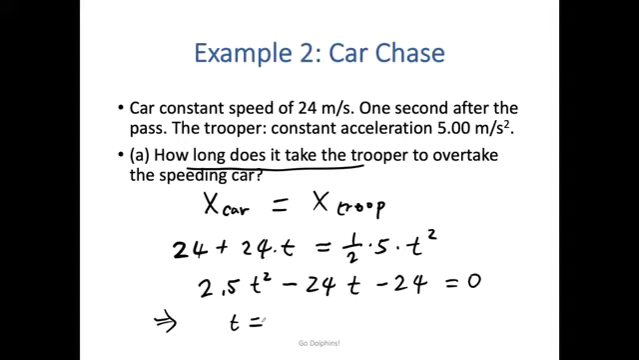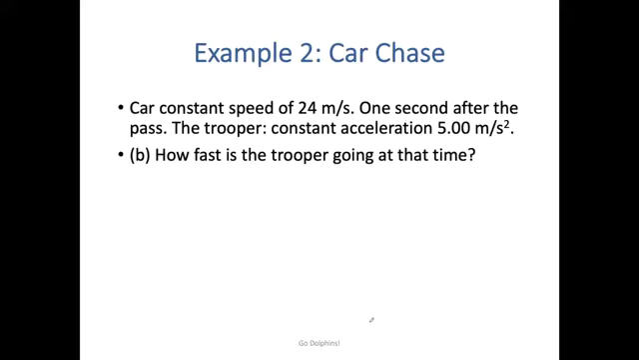So let's do that. Now we solve the quadratic equation and we find out the time is 6.976 seconds. So we solved question A. And then question B. How fast is the trooper going at that time? This one would be pretty easy.